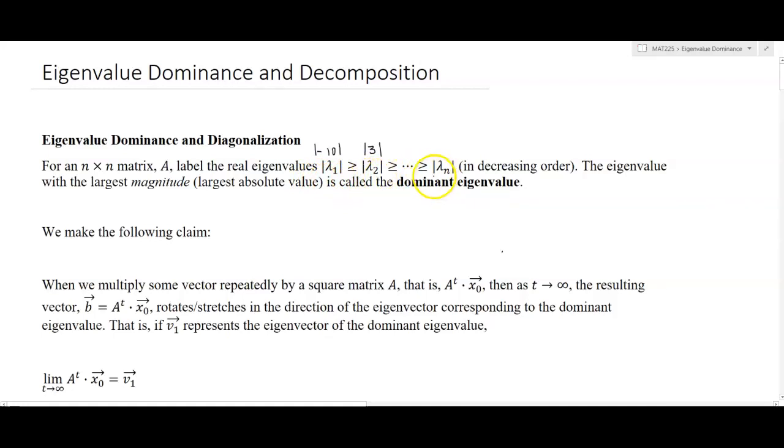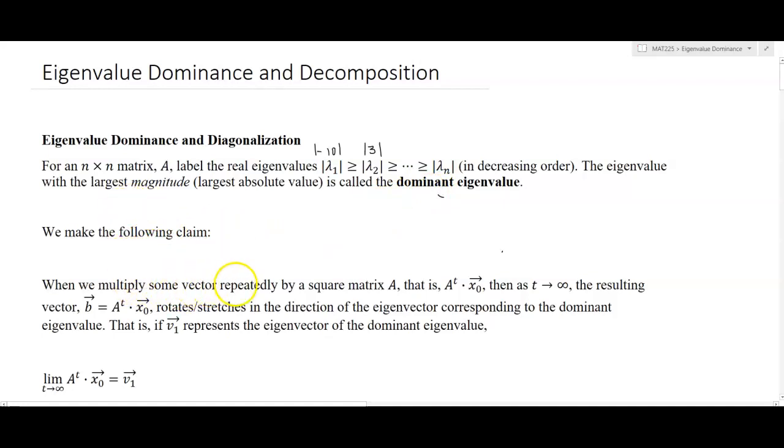This isn't a hard and fast rule, it's just something that we tend to do. That way we can always say lambda 1 is the largest magnitude eigenvalue. So the eigenvalue with the largest magnitude, the largest absolute value, is called the dominant eigenvalue. And we're going to make the following claim.